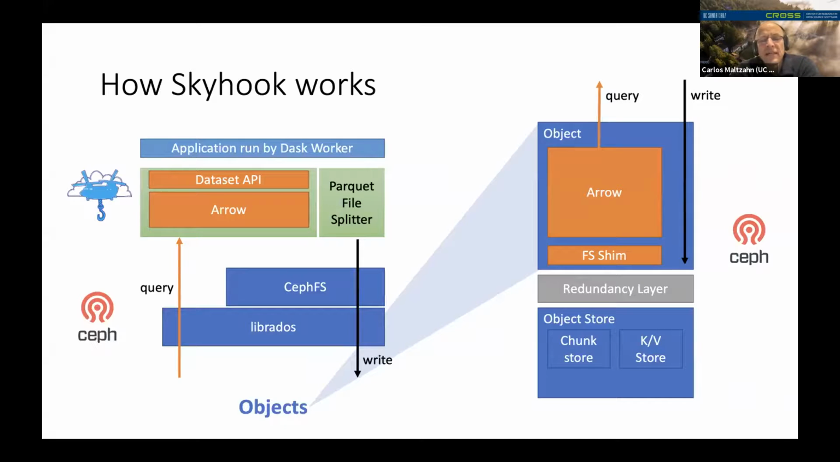The extension mechanism of Ceph allows us to embed Arrow and a file system shim into the object context of the object store. And so you don't have to modify Ceph at all to get Skyhook to work.